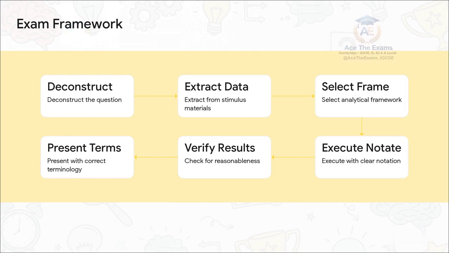And Sam is right. To fix their thesis, they need this exact 6-step procedure framework. First, they have to deconstruct the question. Second, extract only the relevant data. Third, select the analytical framework. Fourth, execute the notation clearly. Fifth, verify the results against the original prompt. And finally, present it using the correct subject-specific terminology.